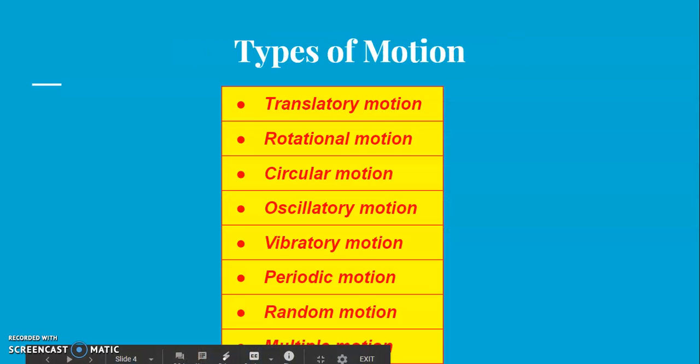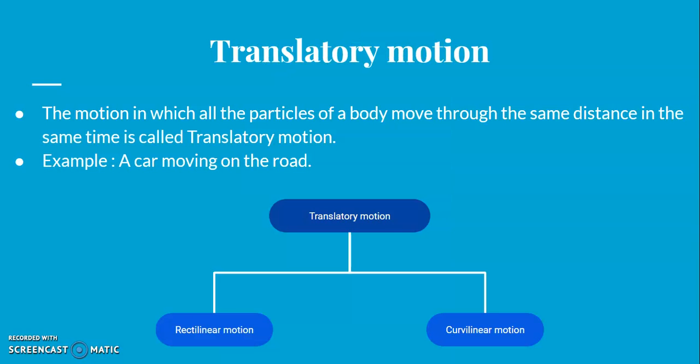Now let's discuss types of motion. There are many types of motion. There are translatory motion, rotational motion, circular motion, oscillatory motion, vibratory motion, periodic motion, random motion and multiple motion.